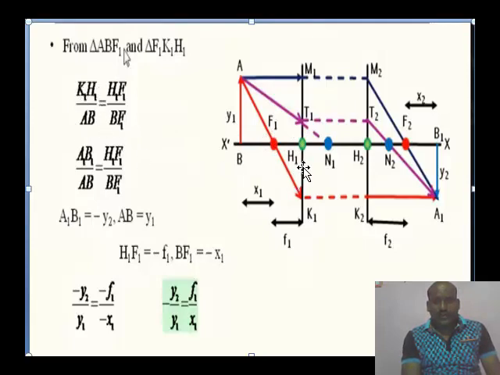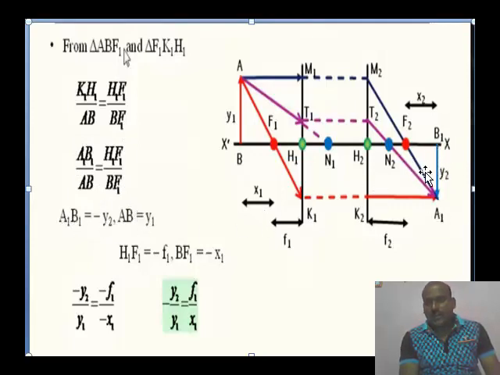Automatically, K1H1 we can also take as AB, or H1K1 we can take as this height, and this height should be the same, because we already studied in the previous slide. That's why, instead of H1K1, we can use A1B1. So K1H1 divided by AB is equal to H1F1 divided by BF1. Now we can cross multiply.